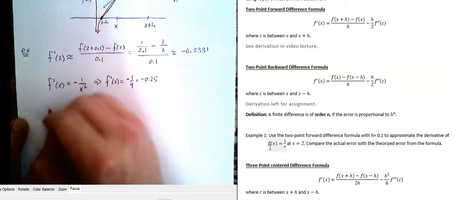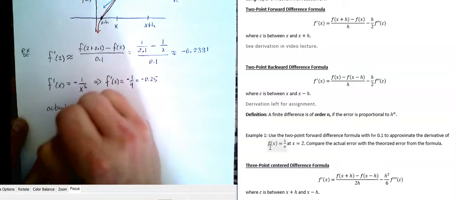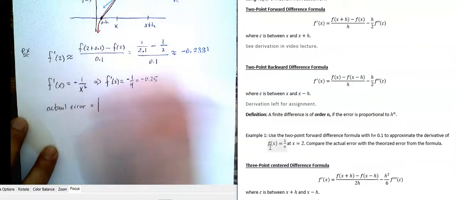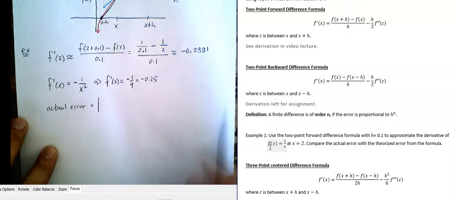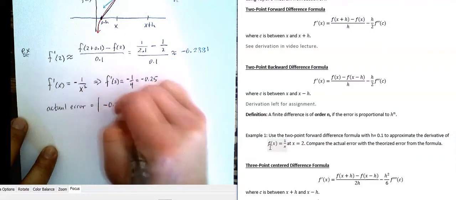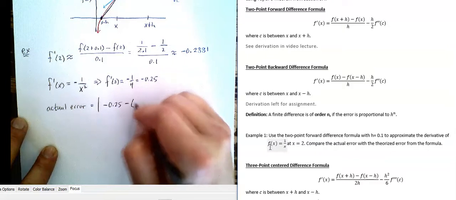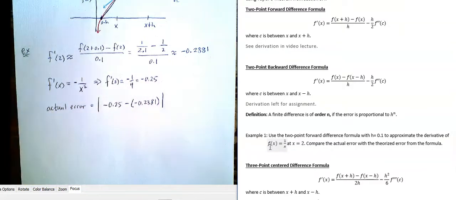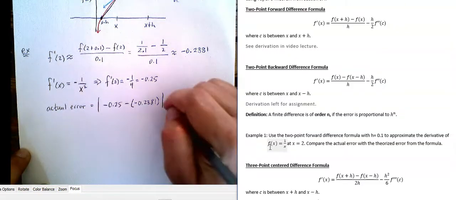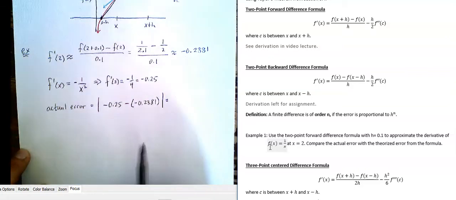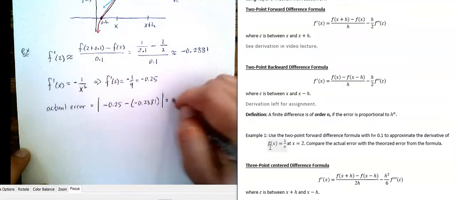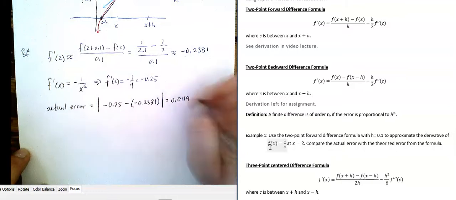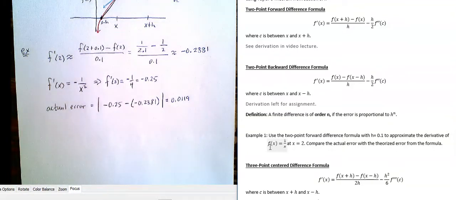So the actual error is the absolute value of our solution minus our approximation. Here we're not using norms because we're just dealing with a single value, not a vector. So let's see, if we do that, we will get 0.0119. So the error is relatively small, I guess.